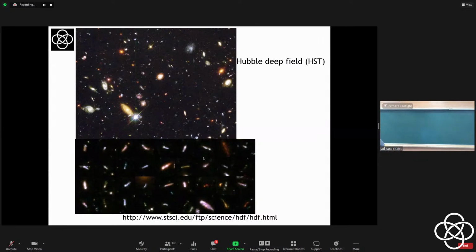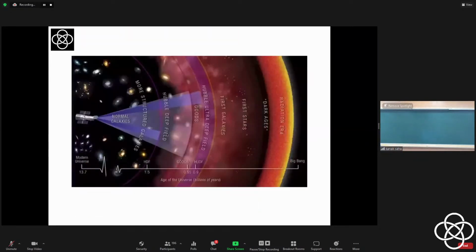So in this sense, with the Hubble Deep Field, the age of the universe that we are probing with HST is around a billion years, so within a few hundred million years or so. Of course, you want to go as far as possible into the early universe, but let's see.